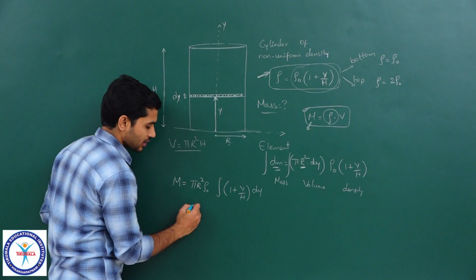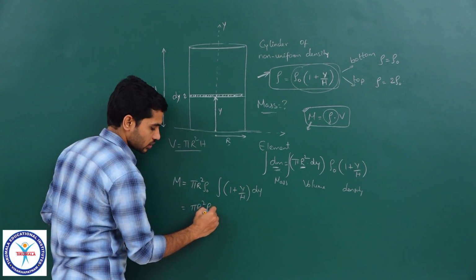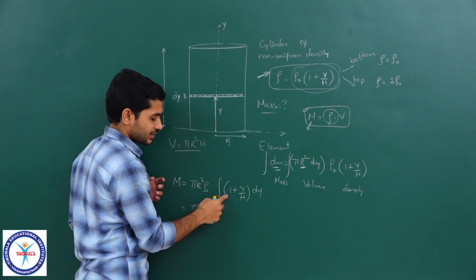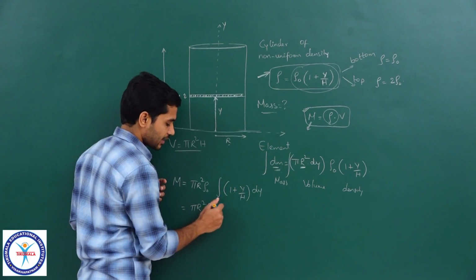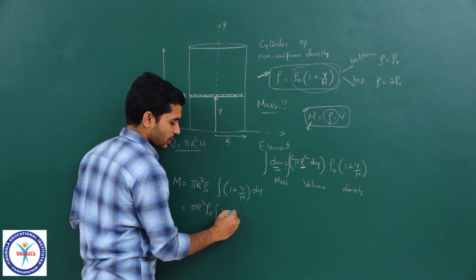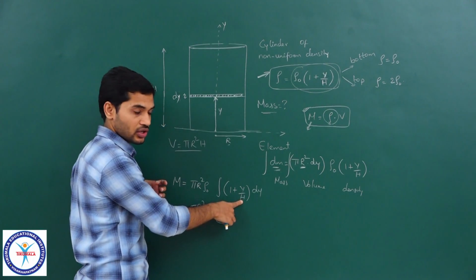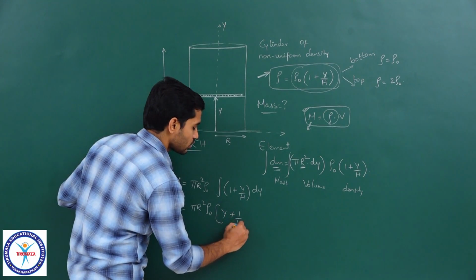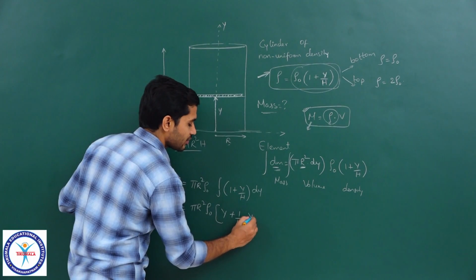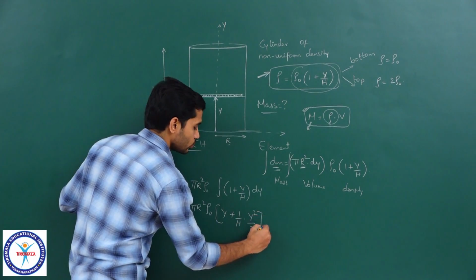So pi r square into rho naught multiplied by the integral, you know how to integrate this, right? So let me directly write that expression. Integral of 1 dy is y plus, here h is a constant, so I'll first write that constant, 1 by h into integral of y dy. Integral of y dy will be y square by 2.